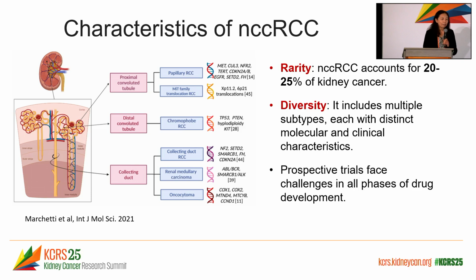So rare subtypes often refer to non-clear cell RCC, which only accounts for about 20 to 25% of all kidney cancer cases. But we know this is not a single disease. It includes multiple histological subtypes, each with unique biology and clinical characteristics. Because of this diversity and rarity, it's very challenging to conduct a prospective clinical trial in all phases of the drug development.